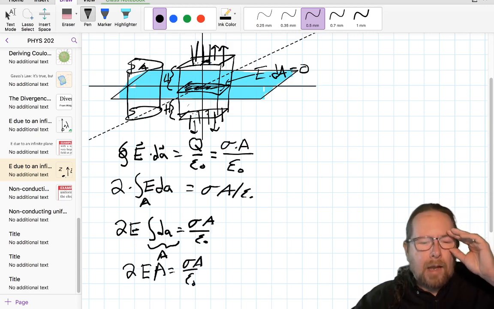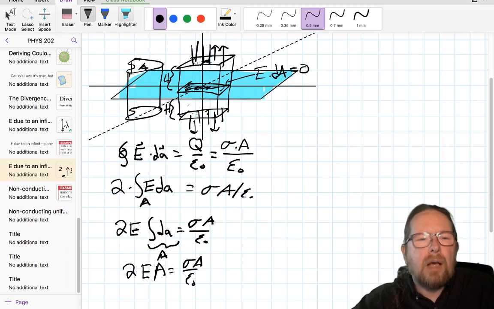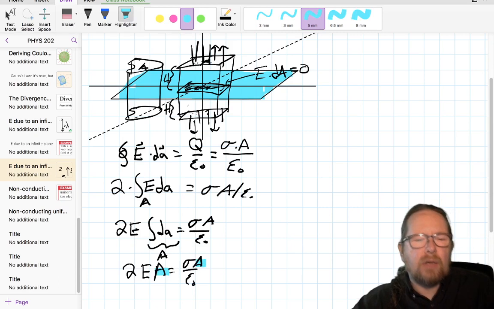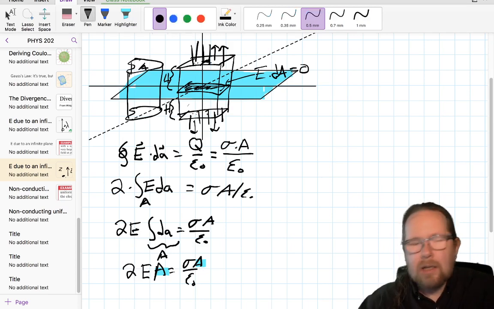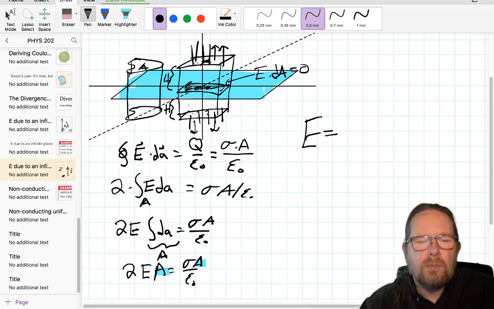Okay. And again, because this A is non-physical, it doesn't represent any real piece of the system. It's just an arbitrary surface that we made up. It had better cancel out because it doesn't mean anything, and it does, leaving behind only, if we solve this for E, the electric field of this plane is equal to sigma, the charge density, over 2 epsilon 0.